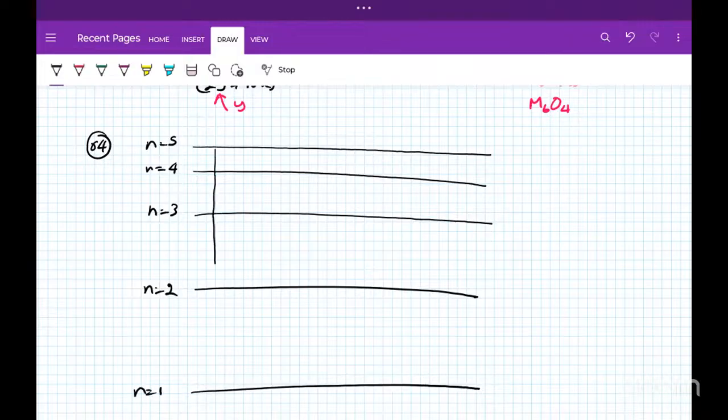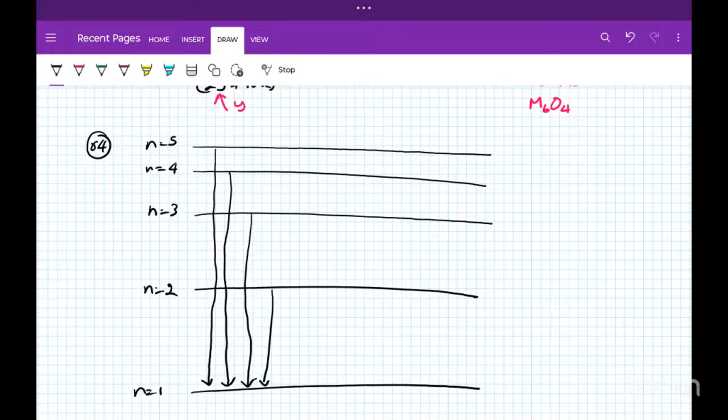So for the Lyman series, there will be spectral lines coming from 5 to 1, 4 to 1, 3 to 1, and 2 to 1. So those are the spectral lines for the Lyman series, and they have asked about the Balmer series as well. For the Balmer series, 5 to 2, 4 to 2, and 3 to 2 can be there. Remember, we are talking about the Lyman and Balmer series. These can be seen in emission spectra, not absorption spectra. So the total spectral lines are 7.